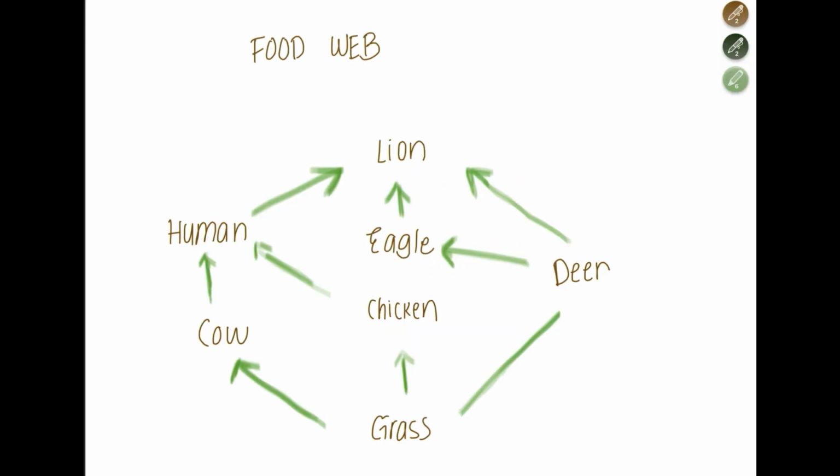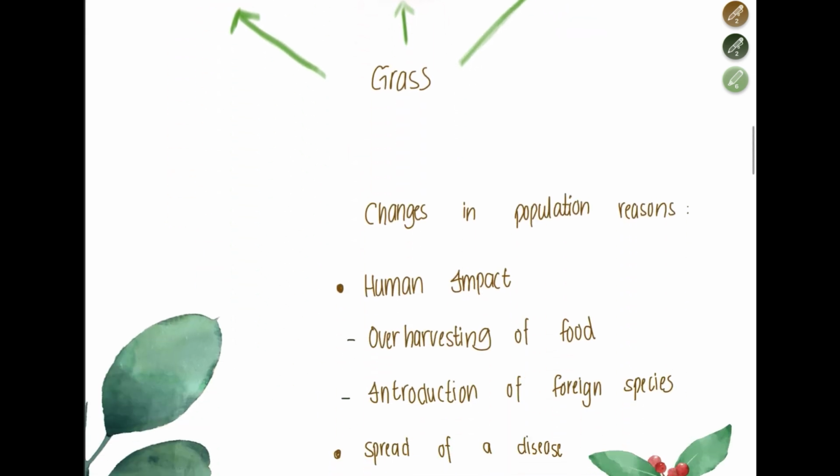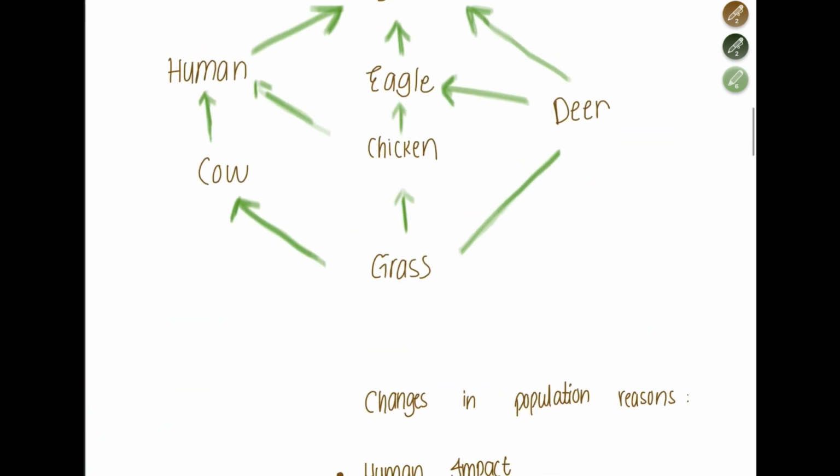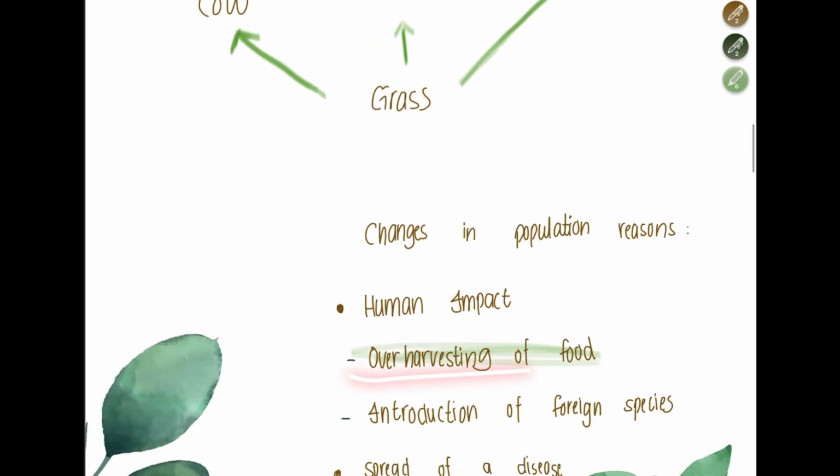So the interdependence of these food chains or these organisms can be shown when there is a change in population of one or multiple organisms. Okay, so you might wonder, why would the population increase or decrease? Okay, there are multiple reasons for that. So we can say because of human impact. For example, over harvesting of food. Let's say in a certain area there's a plant that's really useful to us. Maybe it's some crop, some rice plant or anything like that. Human beings over harvested and use a lot of it.